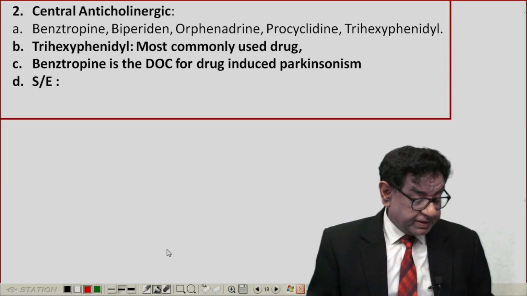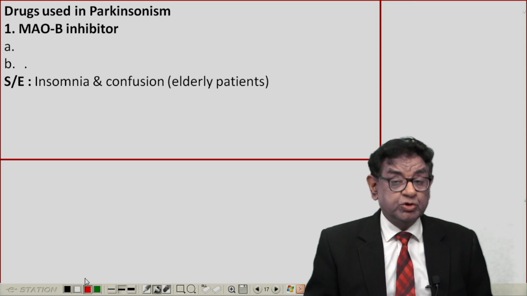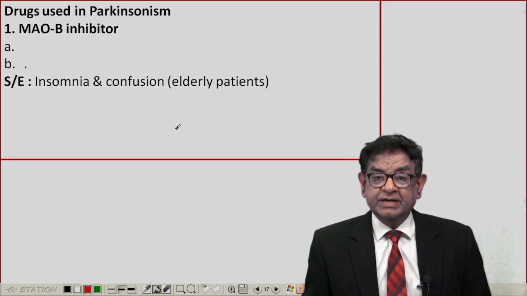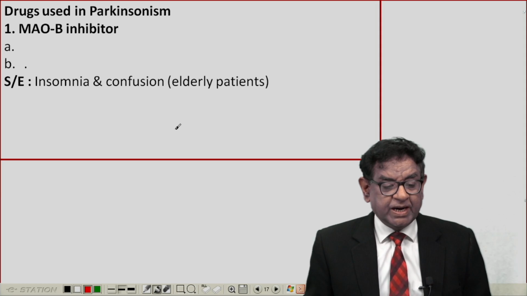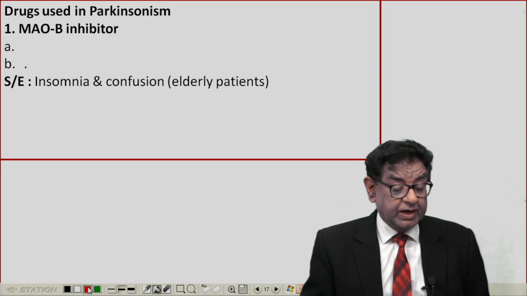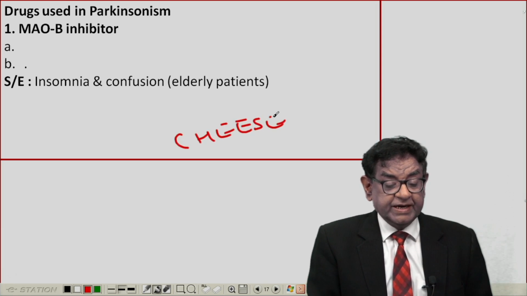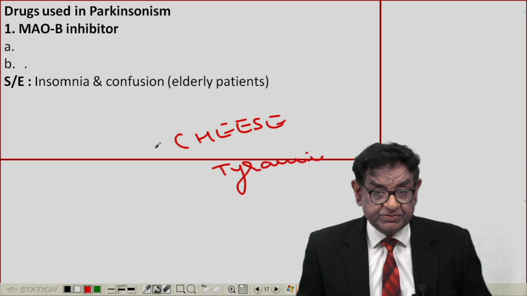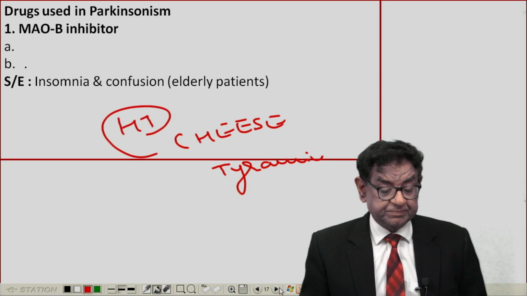And one more thing, whenever you are prescribing this MAO-B inhibitor, the patient should be told not to take a specific food. It's a question for you. Which food should the patient avoid if he is on an MAO-B inhibitor? Write down the answer. Well, the food to be avoided is cheese. Why? It contains tyramine. If the patient takes cheese with an MAO-B inhibitor, it can precipitate severe hypertension.